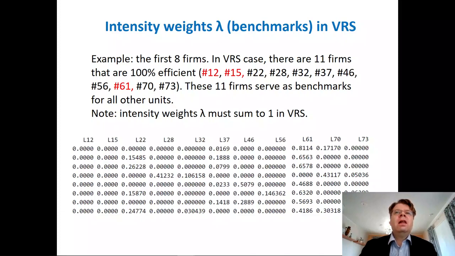Also, if we go to the intensity weights using the variable returns to scale, then we observe that allowing for the variable returns to scale, the number of 100% efficient units, these efficient peers, expands by 3 additional units. So also units number 12 and 15 and 61, which I have indicated with red color in the list. So 3 additional units are also becoming 100% efficient in the variable returns to scale, and they can also be serving as the benchmarks for others.